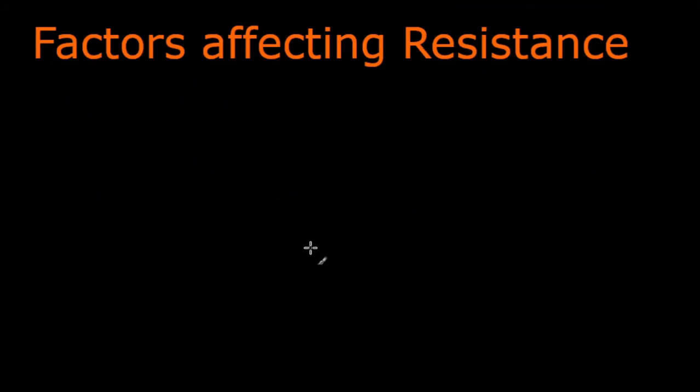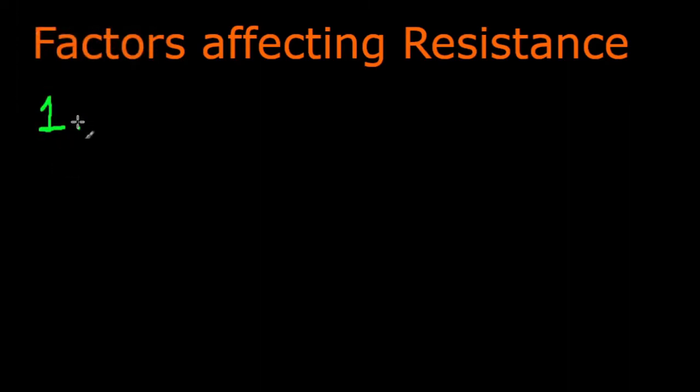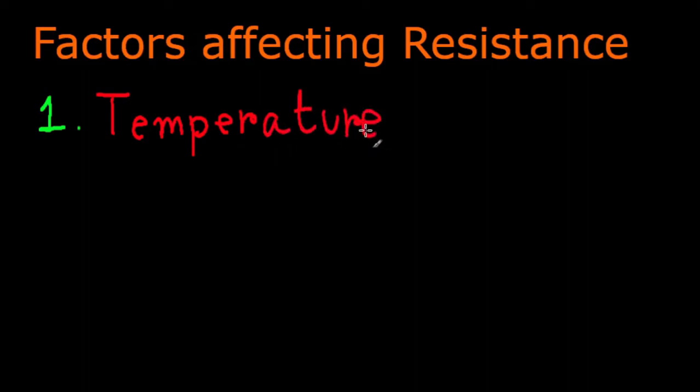What I want to do in this video is look at the factors that affect resistance, specifically the resistance of metals. The first factor that I'm going to talk about is temperature. I'll choose a red color for this, because whenever I think about temperature, I think about things getting hot, so red seems like a good color.